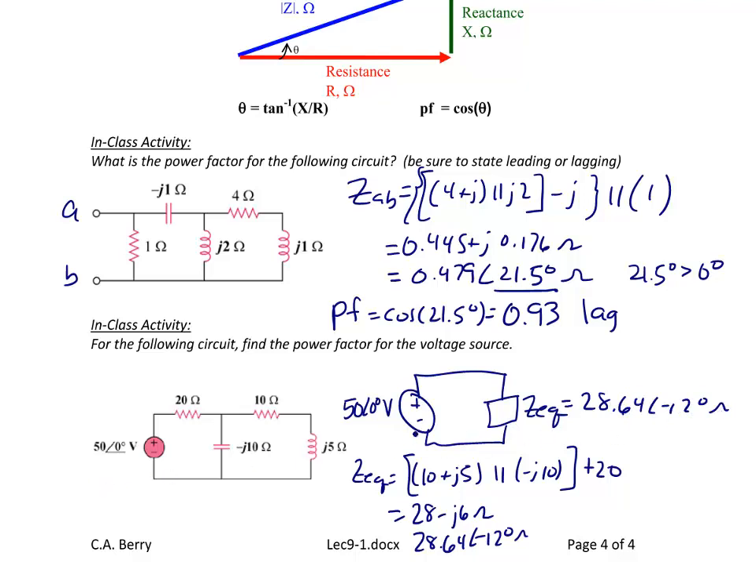So the power factor angle is negative 12 degrees. So the power factor is the cosine of negative 12 degrees, which is equal to 0.978. Because negative 12 degrees is less than 0, we would say it's 0.978 leading. This concludes today's lecture on instantaneous power, average power, reactive power, and the power factor.